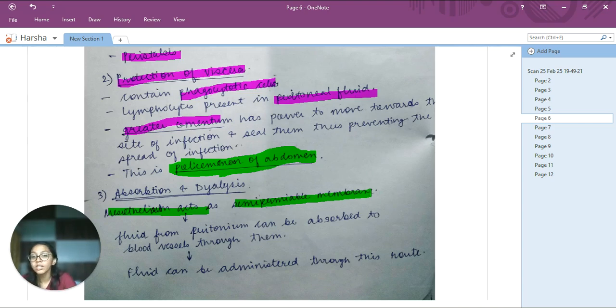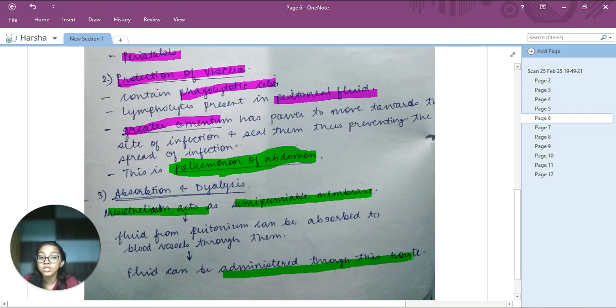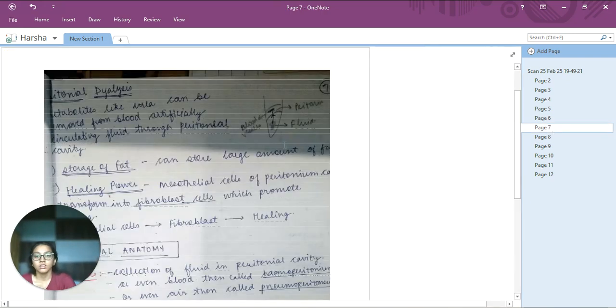तो उससे क्या होता है? Fluid from the peritoneum can be absorbed into the blood vessels through them, and fluid can be administered through this route. So whenever there is any kind of fluid which has to be administered, it can be administered through this route. Fine.